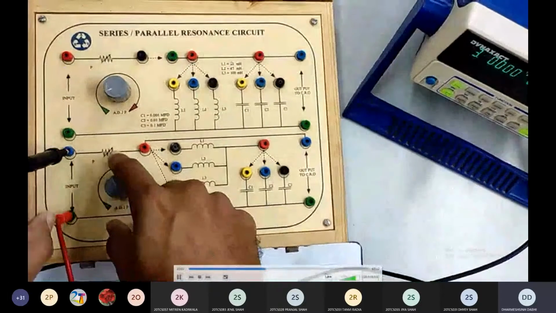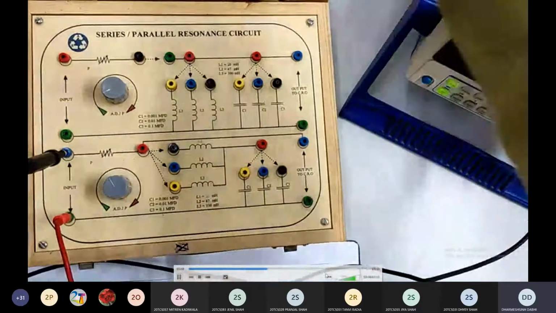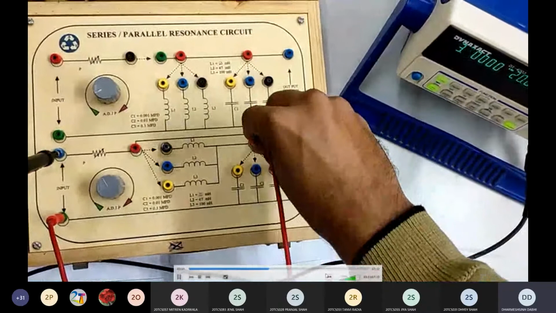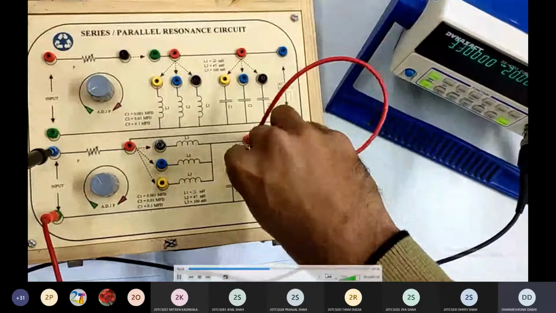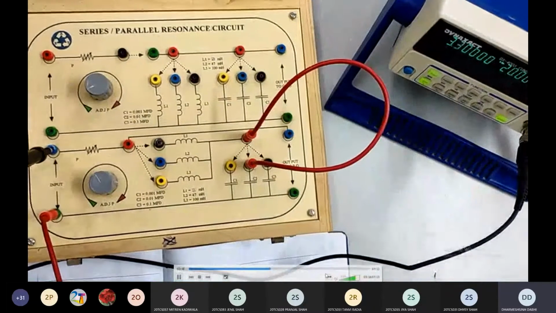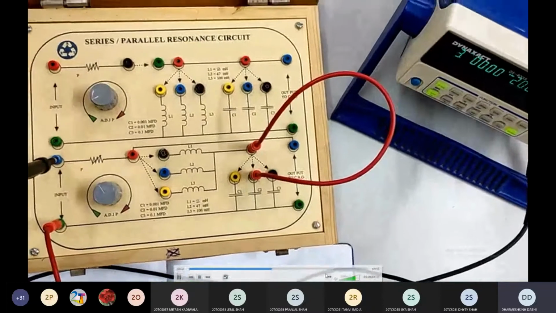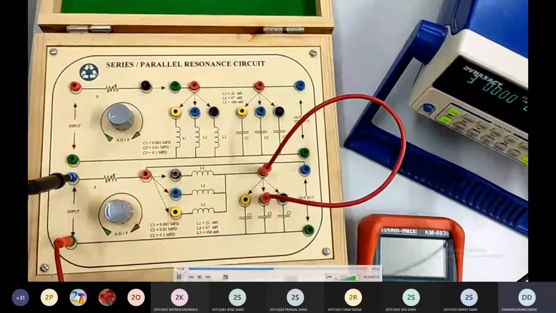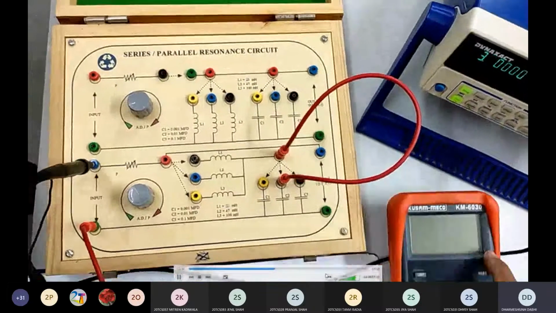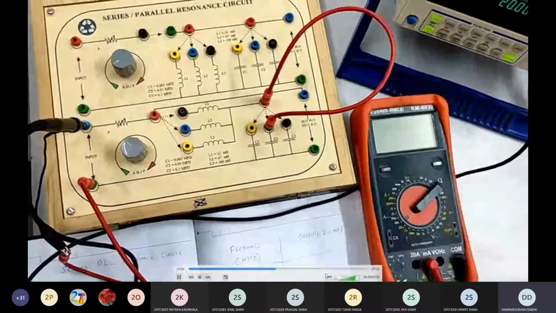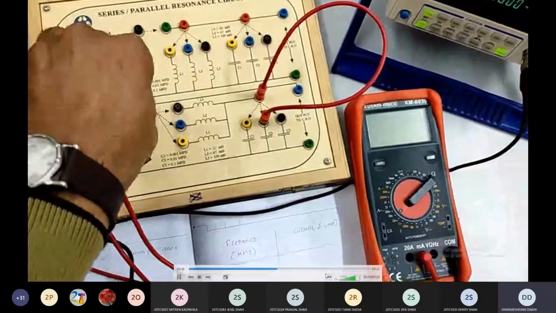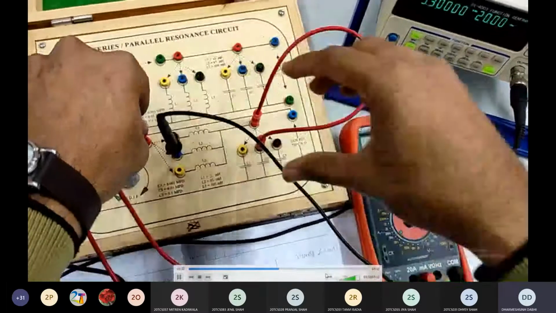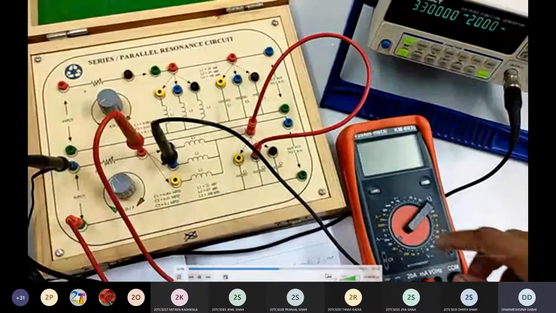The internal resistance is already connected, so there is no need for a connection. But here we need to connect the inductor and capacitor, so we connect the capacitor C2 internally. Now we need to measure the current flowing in this circuit, so we connect the ammeter in series: one terminal from here and the other terminal to the negative at the L2 terminal, to measure the current flowing in this circuit.